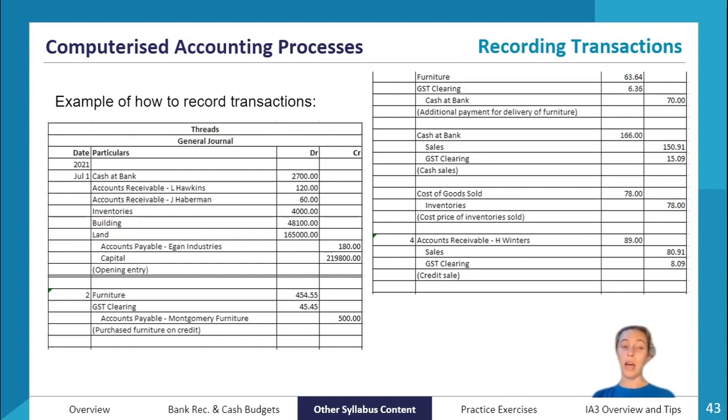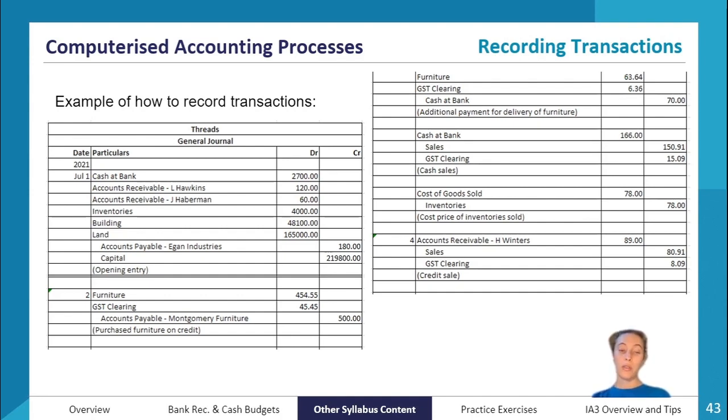So that's what we've got to start with here on July 1, an opening entry where we have got all of our different assets listed in the debit column. We've got our credits with our accounts payable and our capital in the credit column, which add up as always to equal one another out, those two columns. So that's an opening entry because it's the start of the financial year on July 1 in this case.